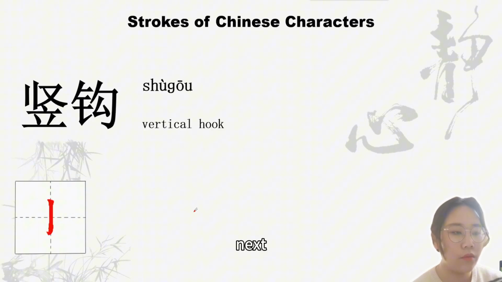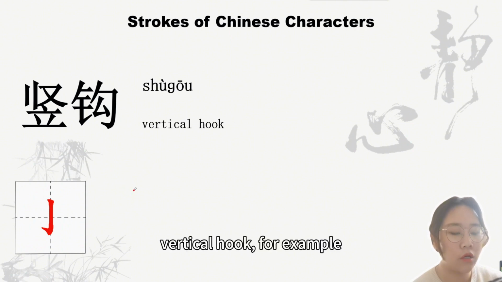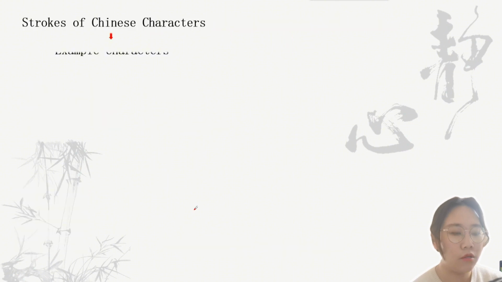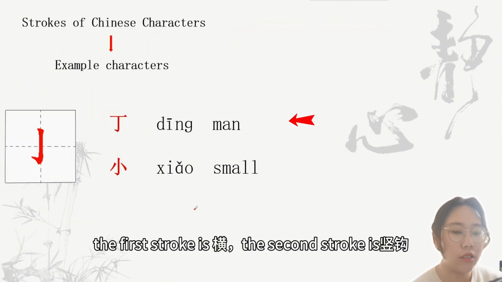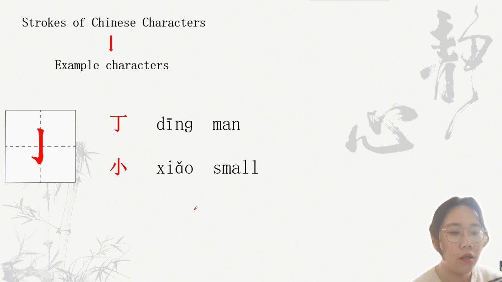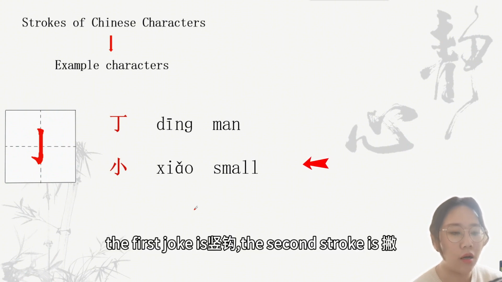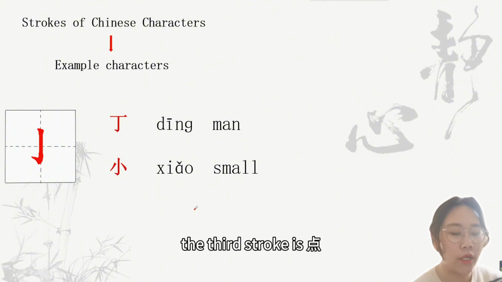Next, 竖钩, vertical hook. For example, 丁, ding. The first stroke is 横. The second stroke is 竖钩. 小. The first stroke is 竖钩. The second stroke is 撇. The third stroke is 点.